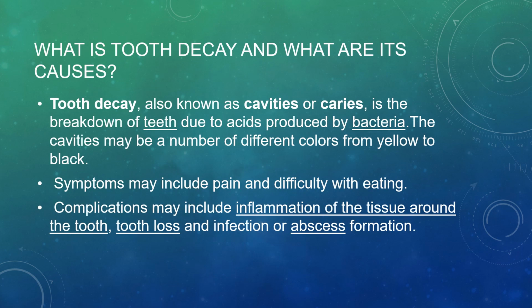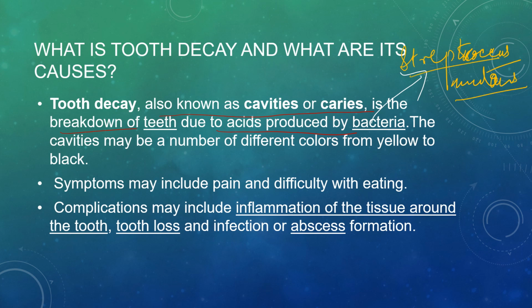Now we come to what tooth decay is and what its causes are. Tooth decay is also known as cavities or caries formation, which is the breaking down of the teeth due to acids produced by bacteria. What is the main bacterium here, which causes the teeth to break down? The name of the bacterium producing this acid is Streptococcus mutans.